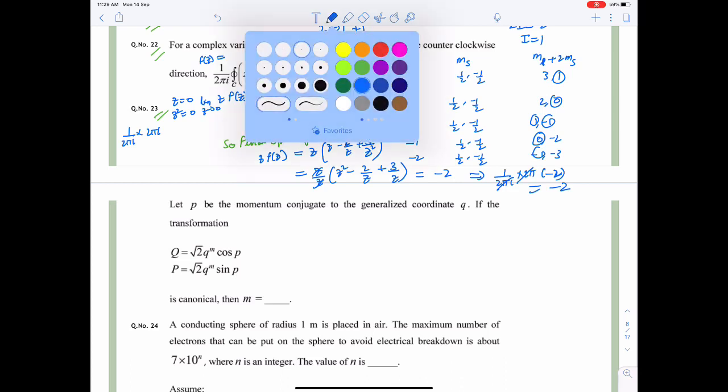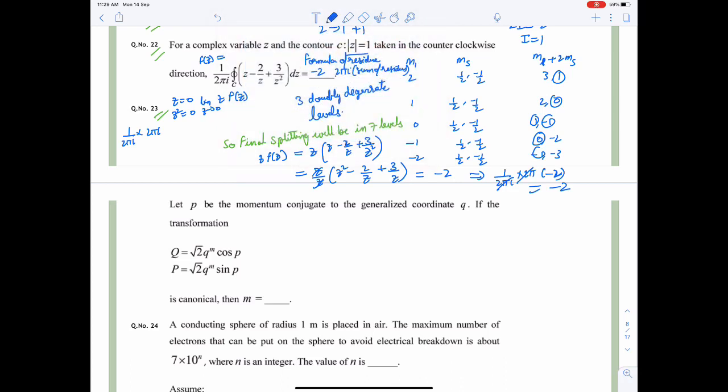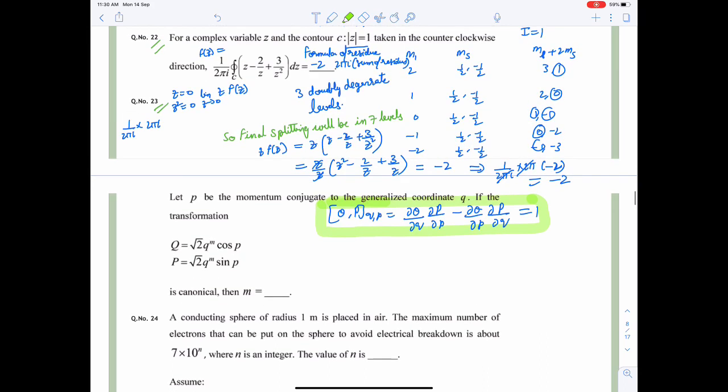So the formula is curly Q by curly Q, curly P by curly P minus curly Q by curly P, curly P by curly Q is equal to 1. So this is the formula of your canonical. Okay, so now when you solve this, you can solve it in your copy.